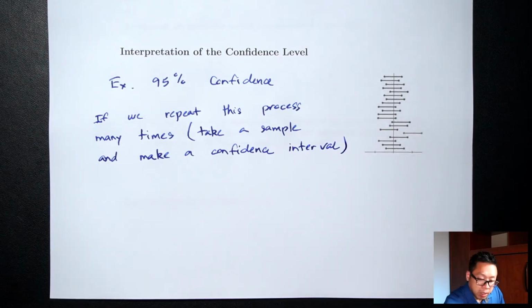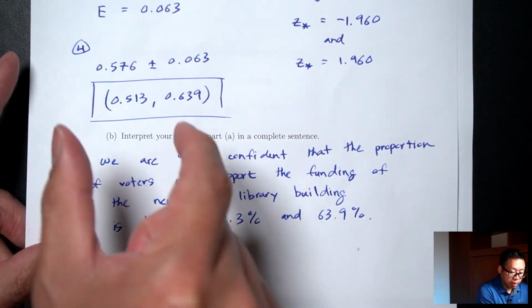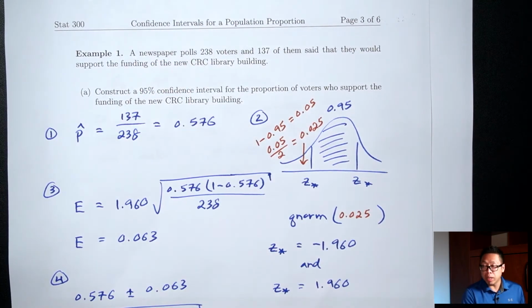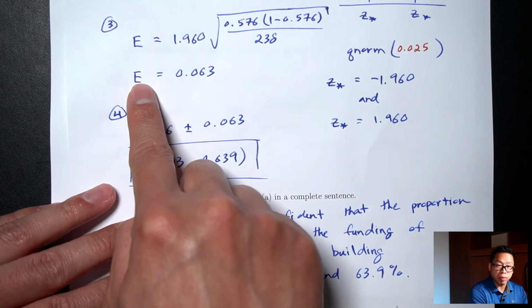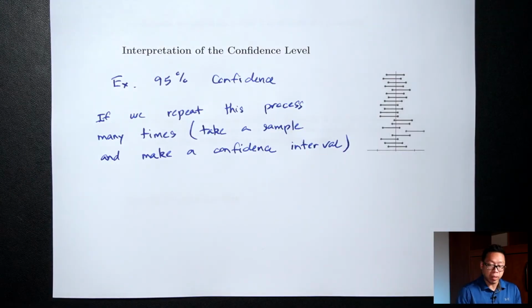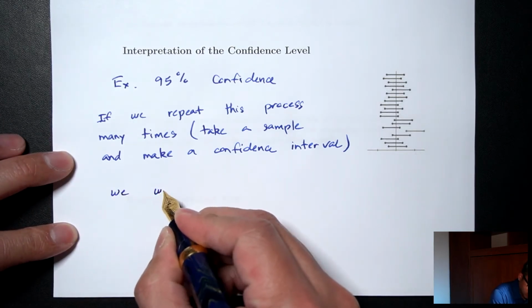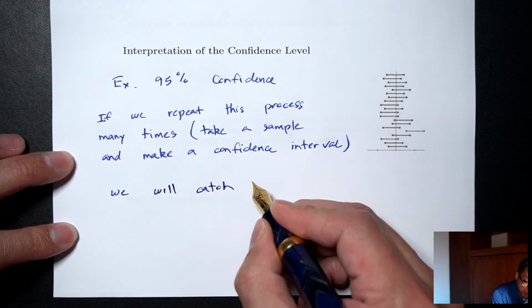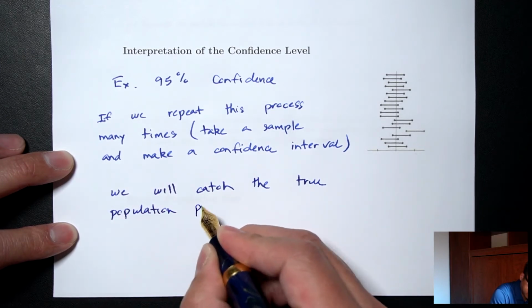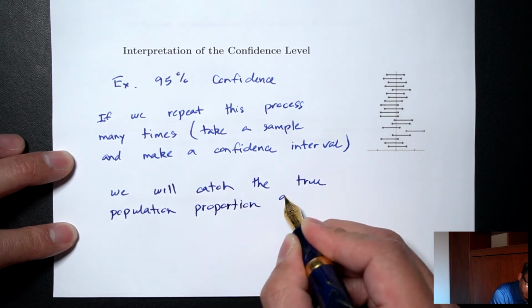And to be more concrete about this, let's go back to example one. In example one, we went through the process and got a confidence interval. If I repeat this process again, in other words, I'll take another sample of 238 voters. In the new sample, there will probably be a different number of people that support the new CRC library building, which means I'll get a different p-hat, I'll get a different margin of error, and I'll get a different confidence interval at the end. If I repeat this process many times, I'll get a whole bunch of different confidence intervals. 95% confidence is saying that 95% of those intervals will catch the true population proportion. In other words, we will catch the true population proportion 95% of the time.